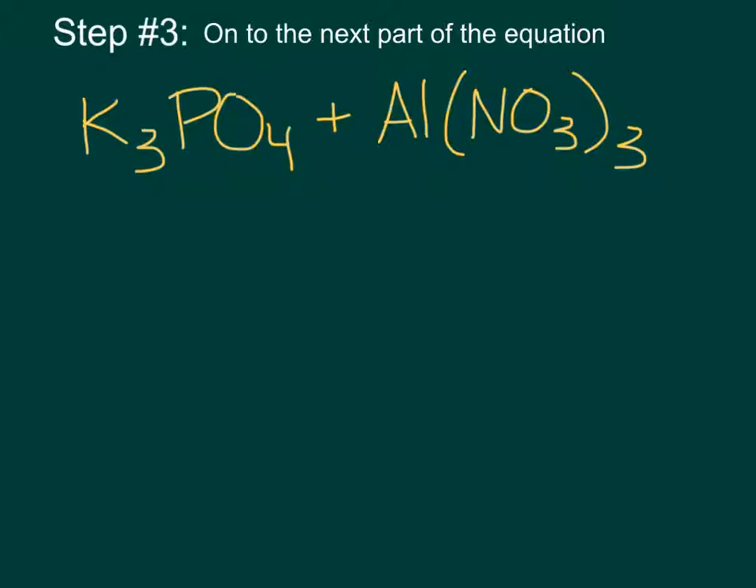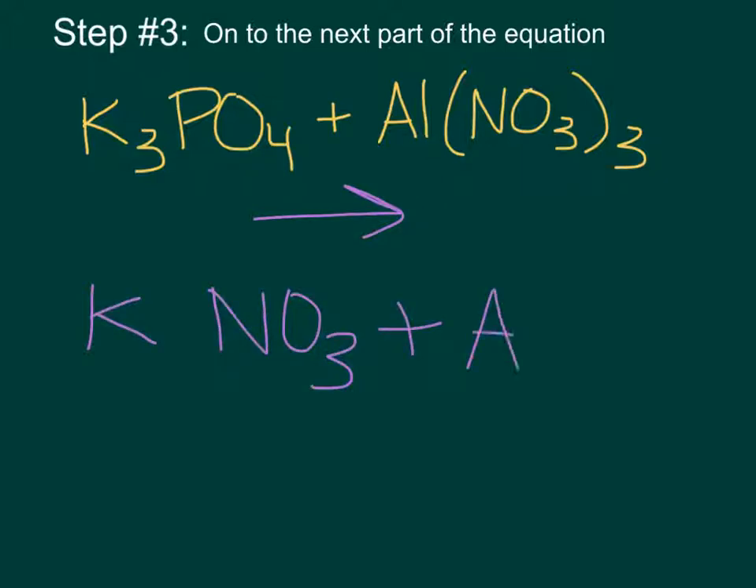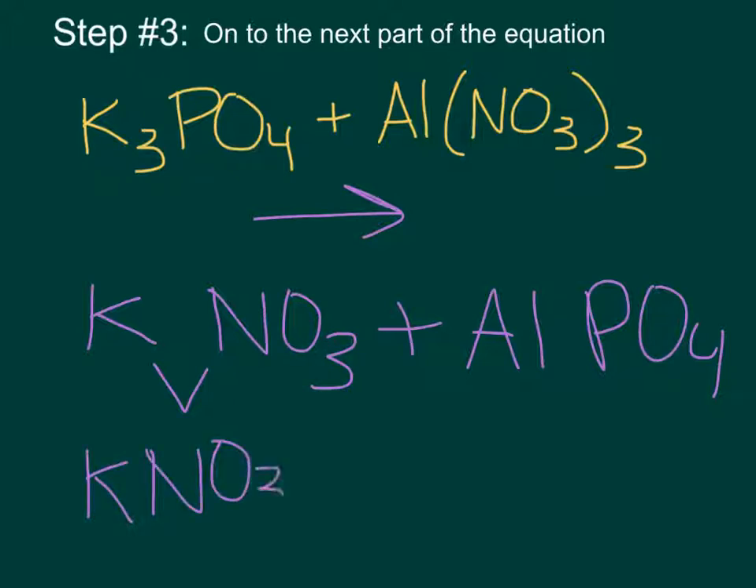Now that we have figured out what the first part of the equation looks like, it is time to work on what the products will look like. When the reaction takes place, the result will be potassium nitrate with aluminum phosphate. Because potassium and nitrate have the same charges, we can leave them exactly as they are. The same can be said with aluminum's charge of +3 and phosphate's charge of -3.